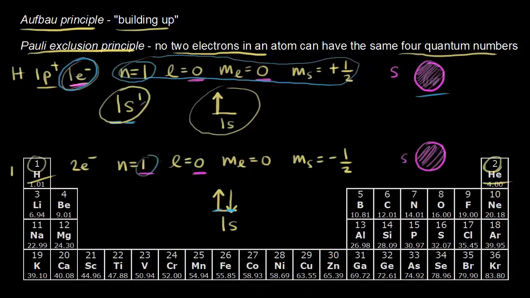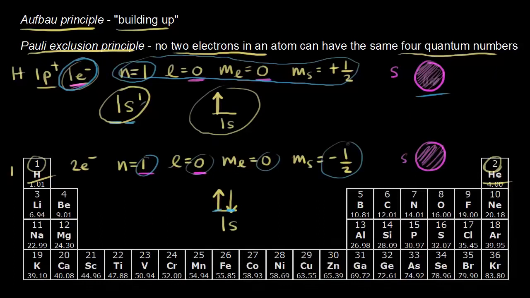So n is equal to 1, L is equal to 0, ML is equal to 0. All those have to be the same, but the last one here is different. That's why we make it -1/2, so it's spin down. And so the two electrons in helium have a different set of 4 quantum numbers. They differ by the last quantum number. And so that's the idea of the Pauli exclusion principle.